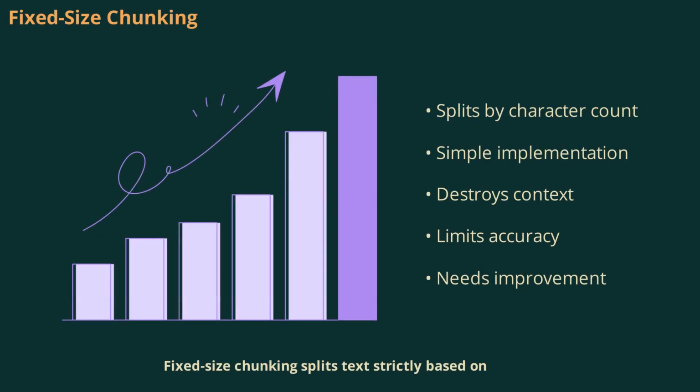Fixed-size chunking splits text strictly based on a set number of characters or tokens, such as every 500 characters. While this method is simple and easy to implement, it can violently slice sentences or paragraphs in half, destroying semantic context. This loss of context can make retrieval less effective and generation less accurate. Understanding the limitations of fixed-size chunking is important for designing better chunking strategies in RAG.